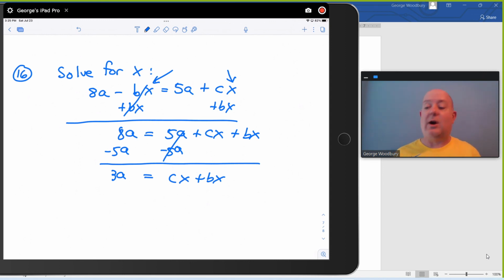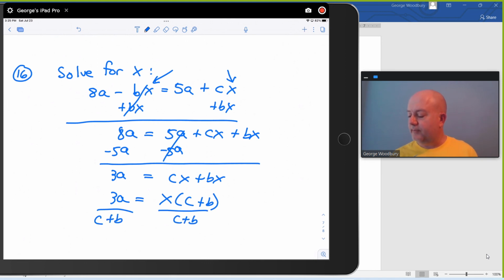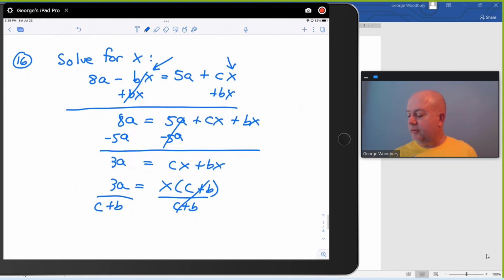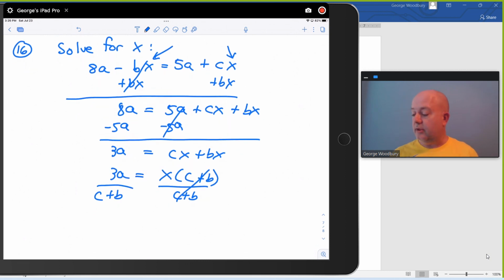Now I can factor out x. 3a equals x times c plus b. And I can finish by dividing both sides by c plus b. And I'm going to finish by rewriting this with x on the left-hand side. So x equals 3a over c plus b. Now I've got that equation rewritten in terms of x. x equals some expression involving the other numbers and variables in the problem.